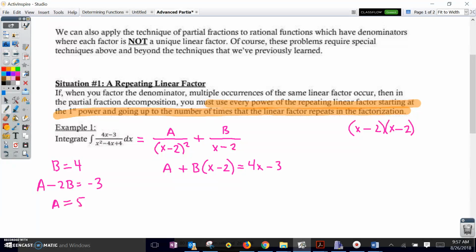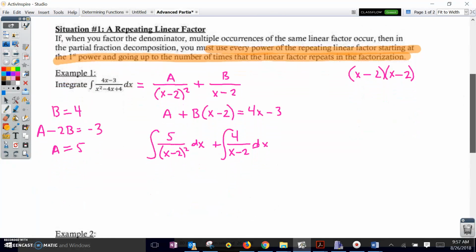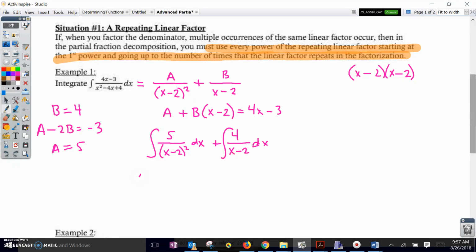And so we're now integrating 5 over the quantity x minus 2 squared, and 4 over the quantity x minus 2. And now we can just go ahead and integrate those. I'll bring the 5 out in front.